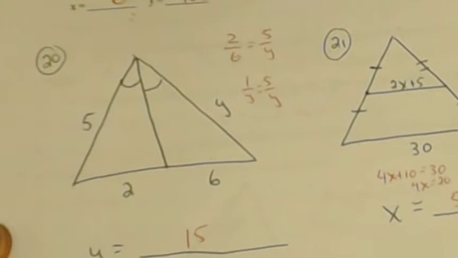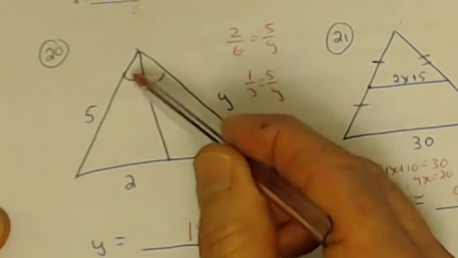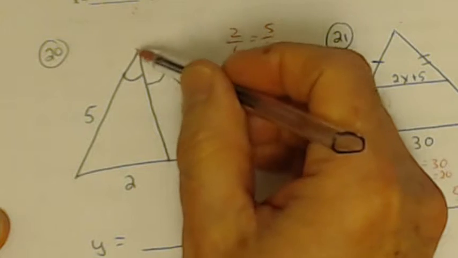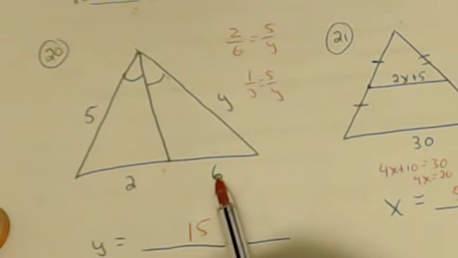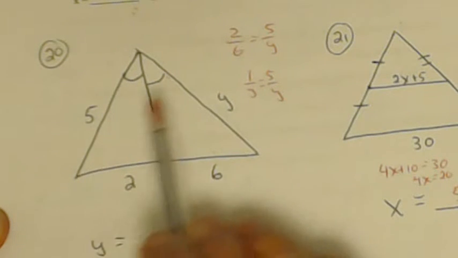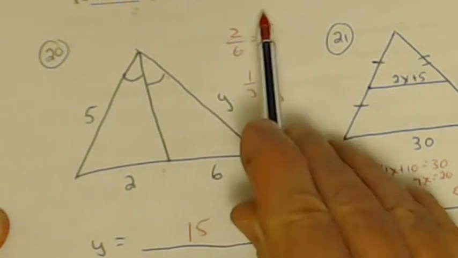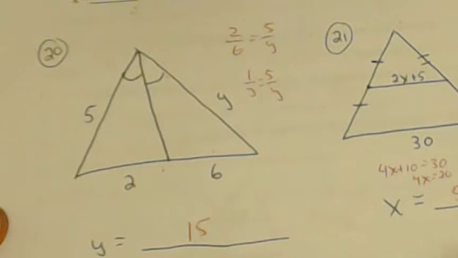Number 20 is the angle bisector theorem problem. In it, here's an angle bisector. We know that because of the congruent angles. This angle bisector divides this side of the triangle into two pieces, 2 and 6, that will be in the same ratio as the other sides of the triangle, 5 and y. So 2 is to 6 as 5 is to y. We cross multiply and solve, and we get 15 for the value of y.